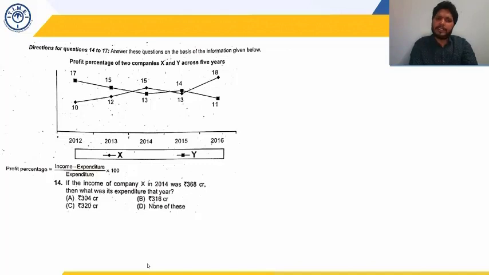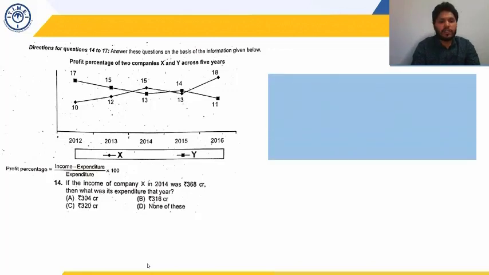How much is it? 368 crores. We need to find out the expenditure in that year. And what was the profit percentage of company X in 2014? It is given to be 15%. And we have seen from the additional information that profit percentage is calculated on the base of expenditure. Okay, let's start solving this question.